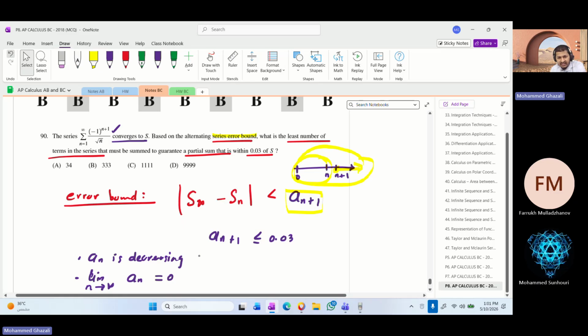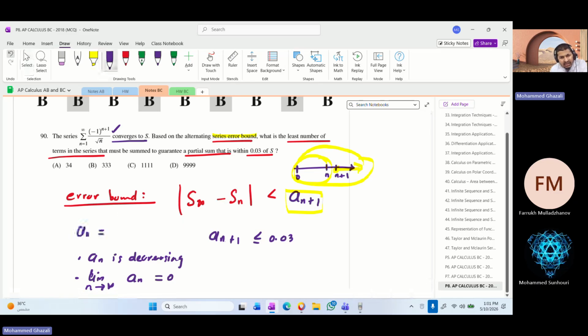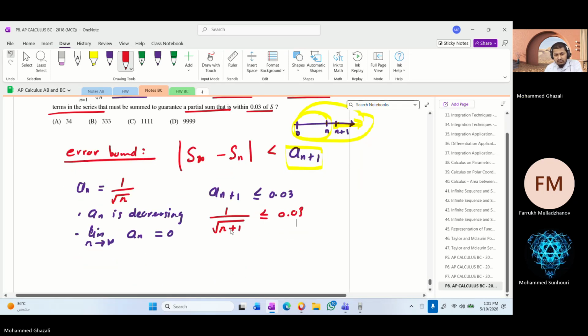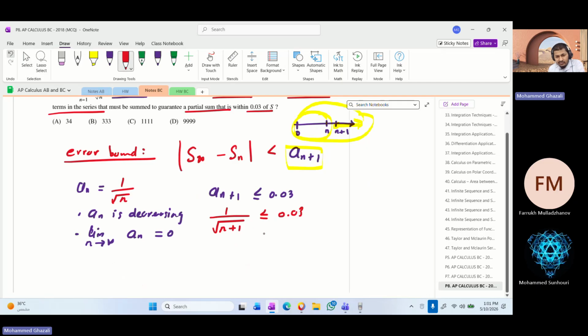So what is a n plus 1? What is a n? I'm going to leave out the alternating signs. We don't take alternating signs, it's more like absolute a n. So I'm going to take a n as 1 over square root of n. So what's a n plus 1? 1 over the square root of n plus 1. Now that is less than or equal to 0.03. Problem solved. You're going to flip this denominator and flip this, so it becomes greater than or equal to 1 over 0.03. You get the square root of n plus 1.